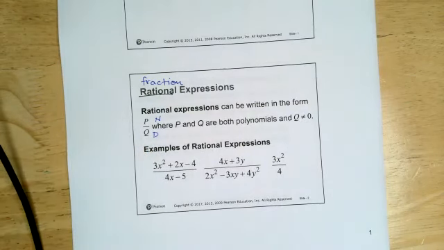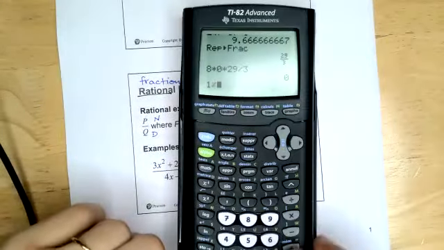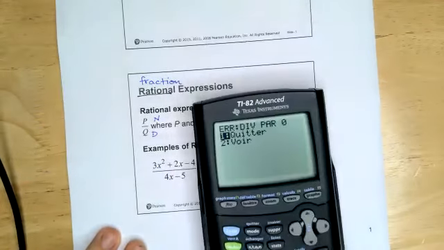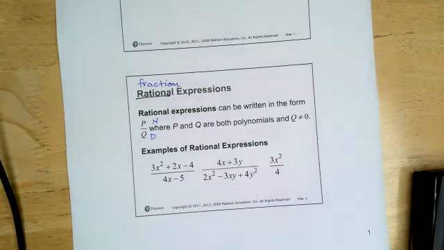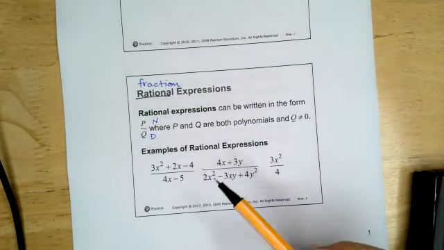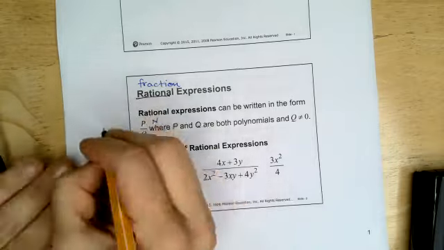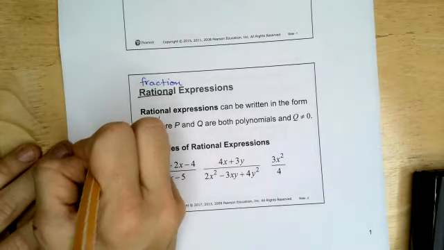You can't put it into your calculator, right? We've done that a few times. 1 over 0 is an error in your calculator. You cannot divide by 0. So when they ask you on My Math Lab what is undefined, it's anything over 0.